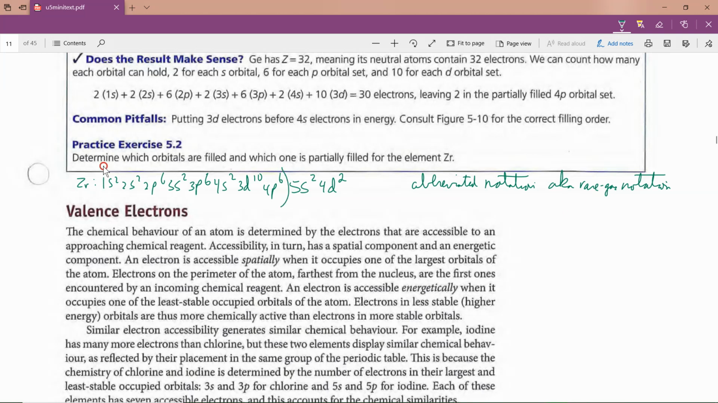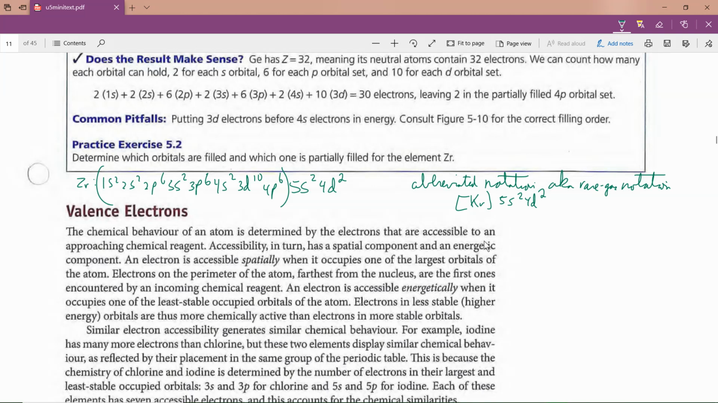So the 4p6 takes me to the end of krypton. So I got krypton. So to get zirconium, you write krypton in square brackets, then 5s2, 4d2. Okay, so that would be the rare gas notation for zirconium.